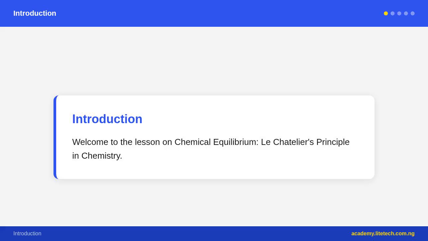By the end of this lesson, you will define dynamic equilibrium, state and apply Le Chatelier's principle, explain the effects of changing concentration, temperature, and pressure on equilibrium position, write equilibrium constant expressions, Kc, and apply equilibrium principles to industrial processes. Let us begin. A reversible reaction is one that can proceed in both the forward and reverse directions.